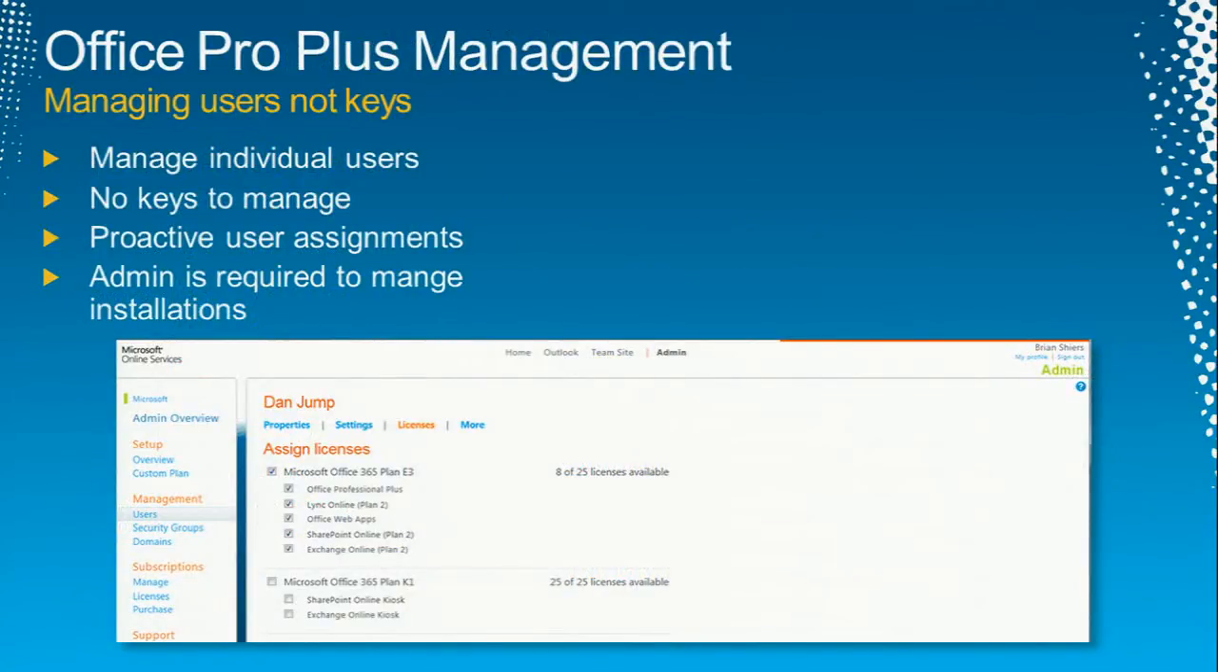So the one thing that really changed here is activation and user management, right? So we go away from managing keys to managing the users. So how do I do that? I go to the Office 365 admin portal. I'm going to have my users maintained there. At a basic perspective, I'm going to define each user. I'm going to assign each user a license type.